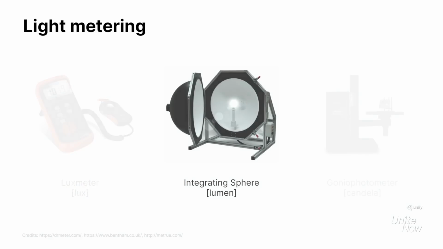Then we have the integrating sphere, which measures the entire output of a given light source, like a bulb or a tube light. The bulb is turned on, the door is closed, and the light bounces around in the white sphere, and a sensor will read the light intensity. It is important to understand that this measurement doesn't give you any information about the directionality of the light. The unit is lumen, and Unity supports it as well. It is a great unit for point lights shining light uniformly in all directions.